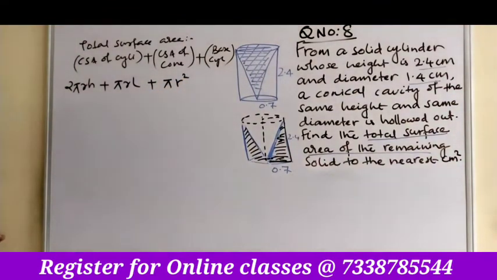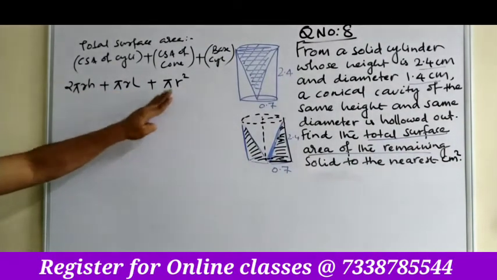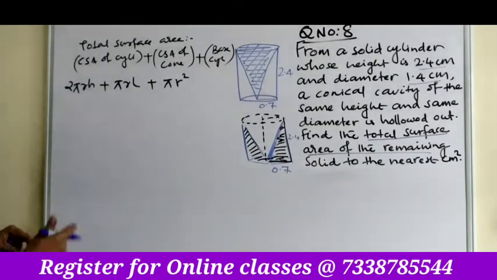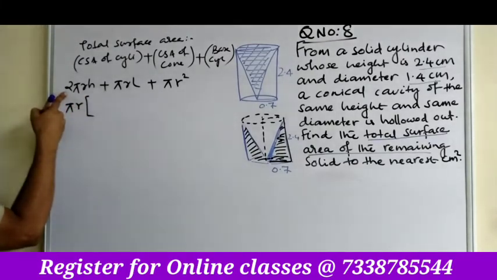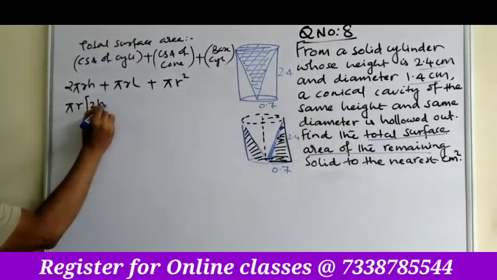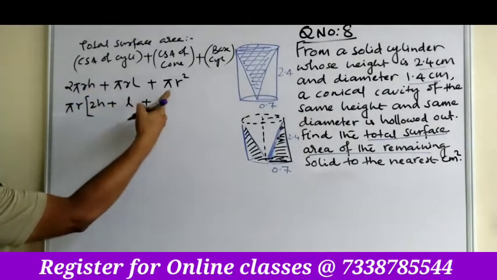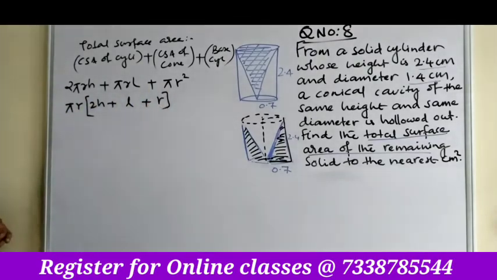Now let us take something common. What is common here, students? In 2 pi rh, pi rl and pi r square, we have pi r common. So we can take pi r common. If I take pi r common, then here it will be 2h. Here it will be l. And from here, it will be only r. So this much is clear to all of you.